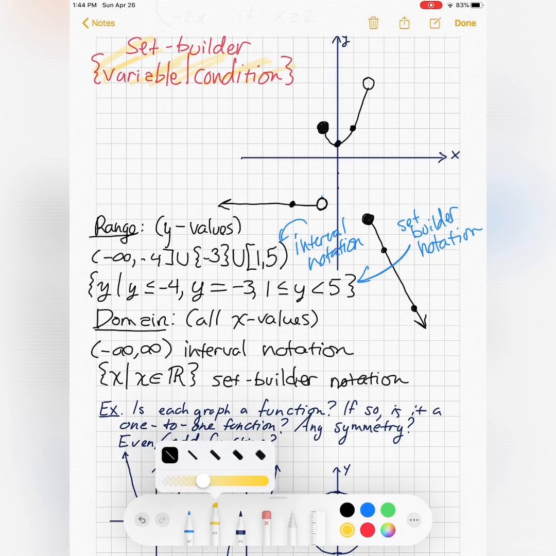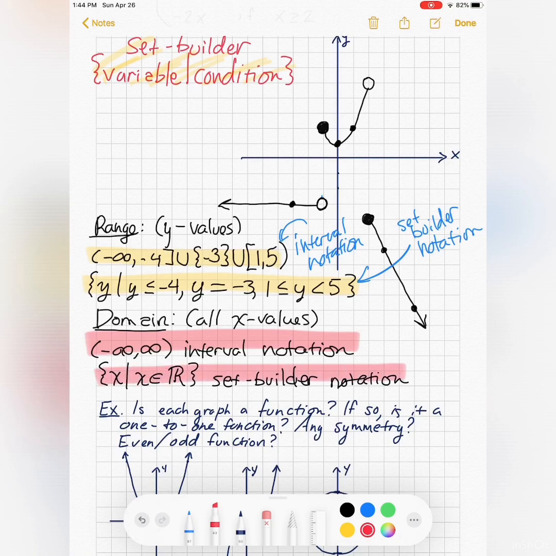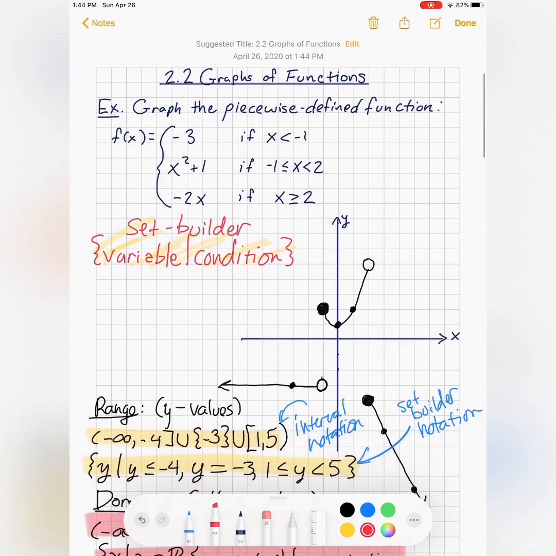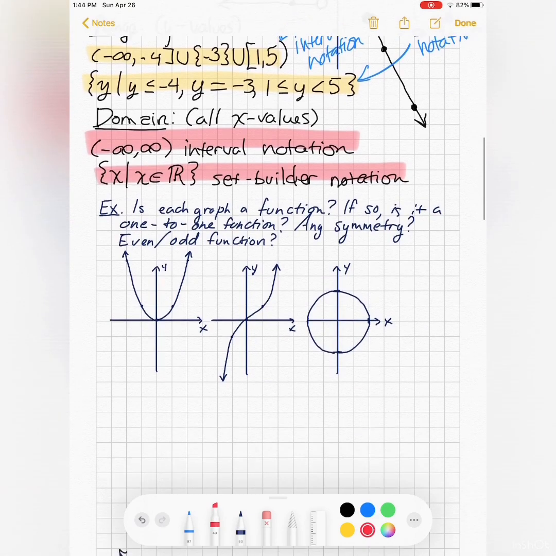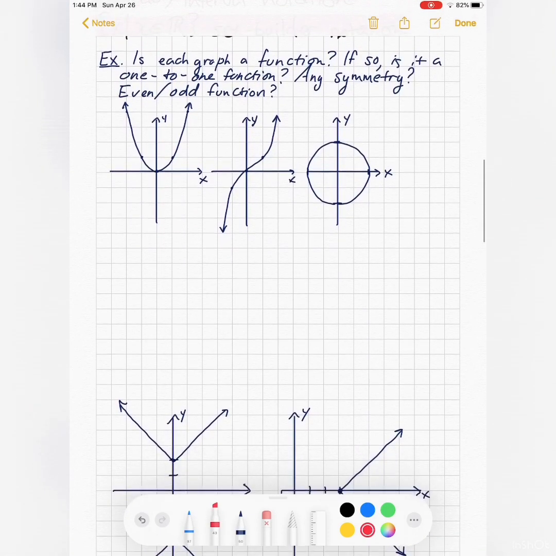Okay, so should I go in and highlight these? Let's see. So there's my range and interval notation, set notation. Here's my domain, interval notation, set notation. Right, so that's a little review on graphing piecewise defined functions. Here's the next thing.